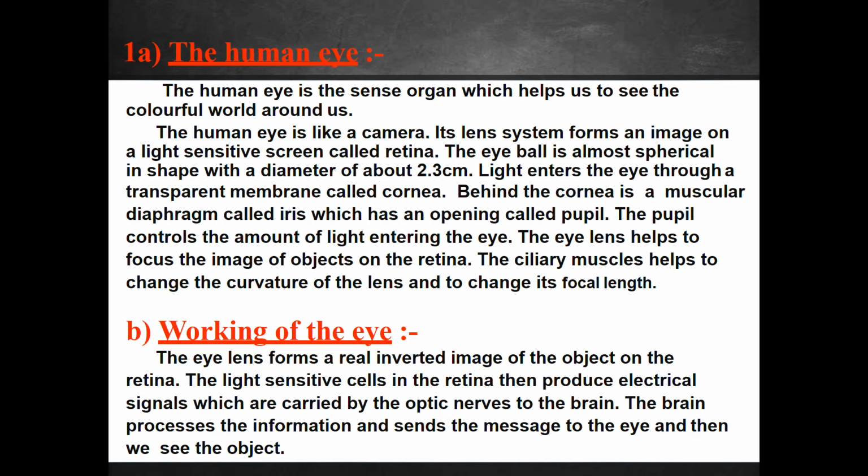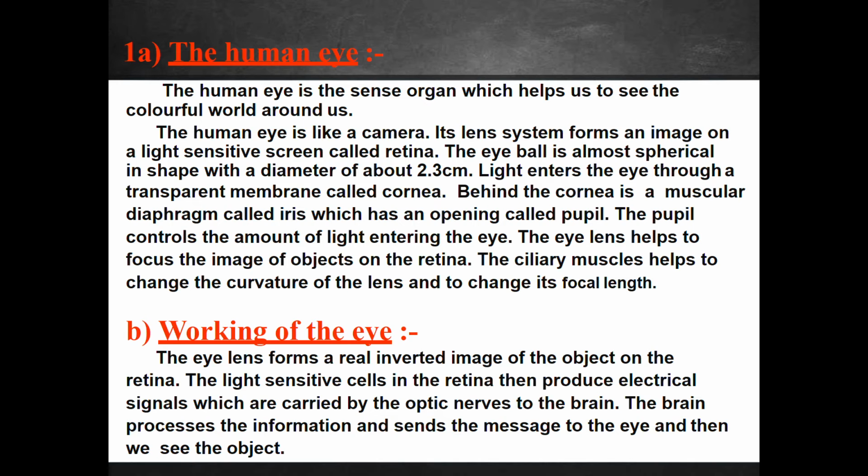It means when you have to see the distant objects, means far away objects, and when you have to see the nearby objects, then focal length of the eye lens doesn't remain same. It has to be changed, and this change is done with the help of ciliary muscles. So curvature of eye lens is changed with the help of ciliary muscles, and as a result focal length is changed. Now how eye works.